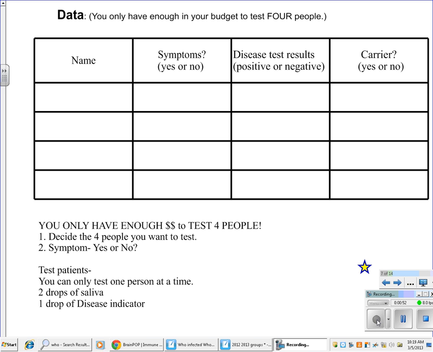Once you get your CPUP tray out, you are going to go to the back of the room to get the saliva from the individuals, and you're going to test them. Once you get the results from the disease, if they are positive, it will turn a bright highlighter pink magenta color, and you'll put whether they're positive or negative in the disease test results. You'll put whether they're a carrier or not, and you know what a carrier is, so you'll be able to fill that out based on the interview information.